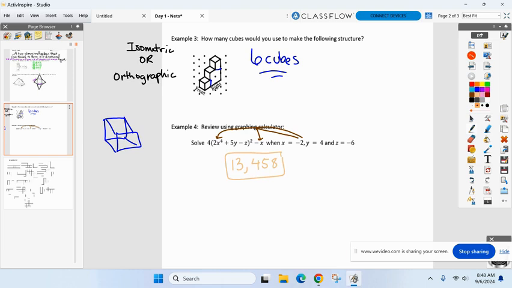Okay, so anytime you got to plug in, especially multiple variables, use your store key on your calculator tonight in the assignment.